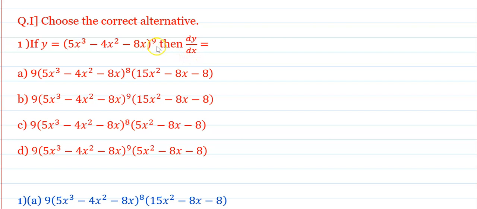First of all, this is a power function. The derivative will have 9 in front, into (5x cube minus 4x square minus 8x) whole bracket raised to 8 into the composite function, the derivative of 5x cube minus 4x square minus 8x.